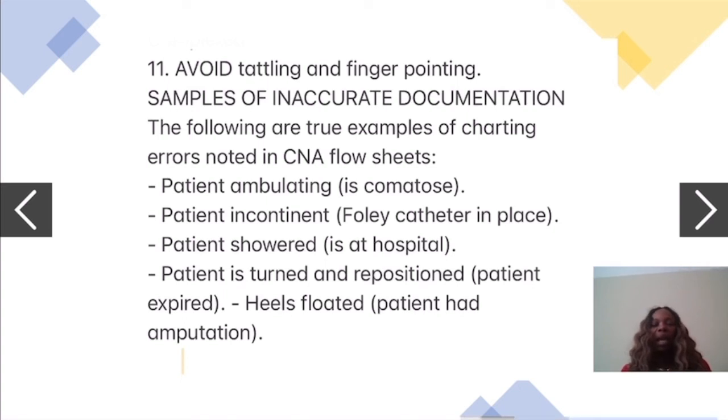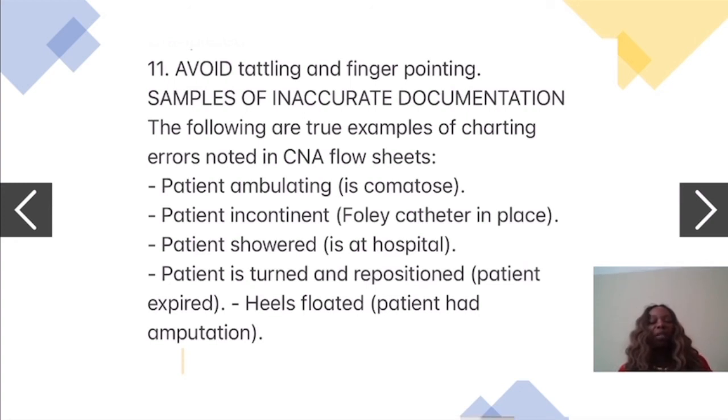Samples of inaccurate documentation. The following are true examples of charting errors noted in CNA flow sheets. A CNA is charting the patient is ambulating when the patient is actually comatose. That's a huge error. Charting that the patient is incontinent when the patient has a Foley catheter in place. Charting that the patient showered and the patient is at the hospital. Patient is turned and repositioned, and the patient has actually expired.